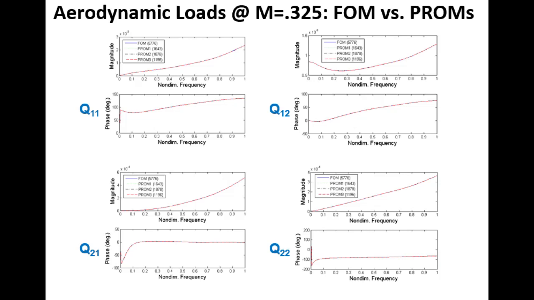These plots are frequency responses of the 2x2 generalized aerodynamic force elements Qij. For example, Q12 is the aerodynamic force in the vertical direction due to the pitching. Q21 is the aerodynamic force in the rotational degree of freedom, or moment, due to the plunging. There are very good matches between the full order model and all 3 parametric reduced order models.